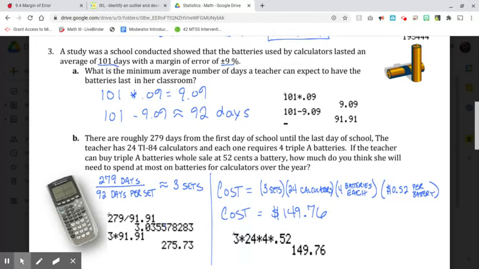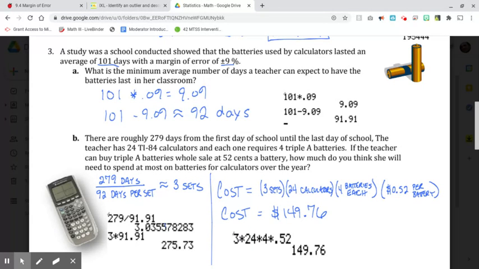So the teacher could expect the batteries to last at least 92 days on average. Okay. B, there are roughly 279 days from the first day of school until the last day of school. The teacher has 24 TI-84 calculators, and each one requires 4 AAA batteries.